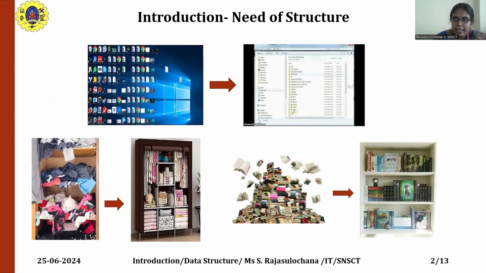So if I take the cloth and the books as data, in the second and fourth image this data is organized or arranged in a particular manner. In the second image, the cloth is arranged one above the other, whereas in the fourth image, it is arranged one after the other.